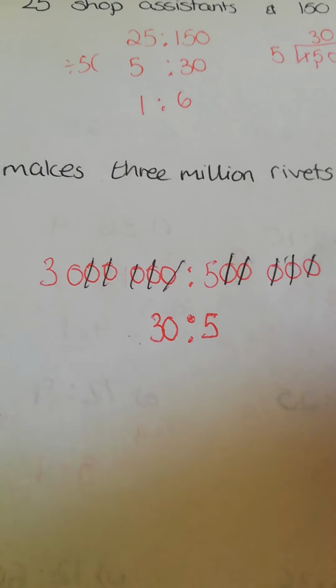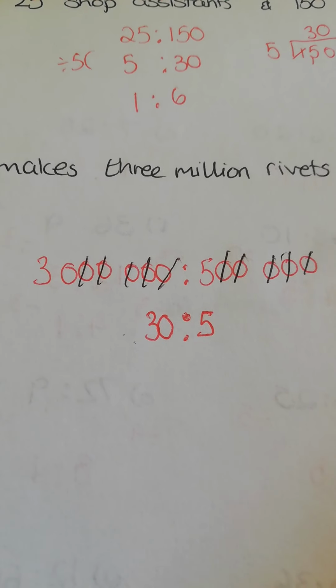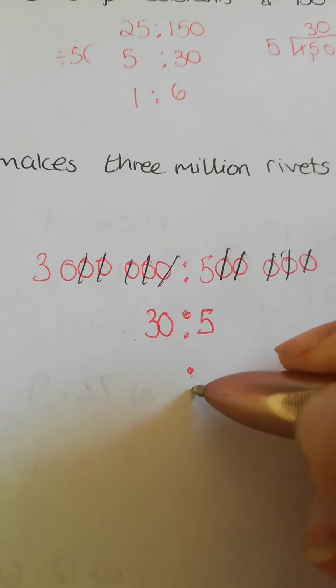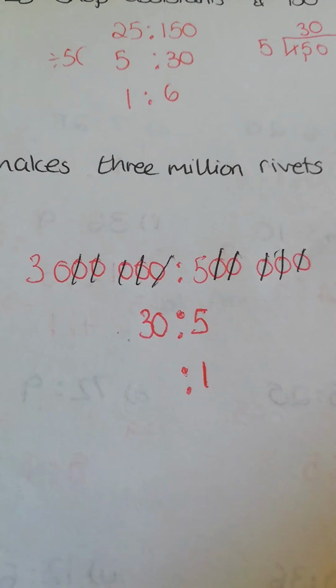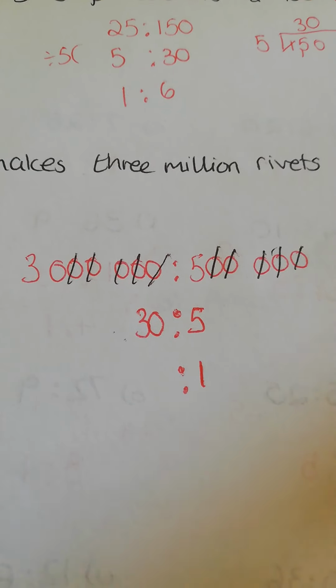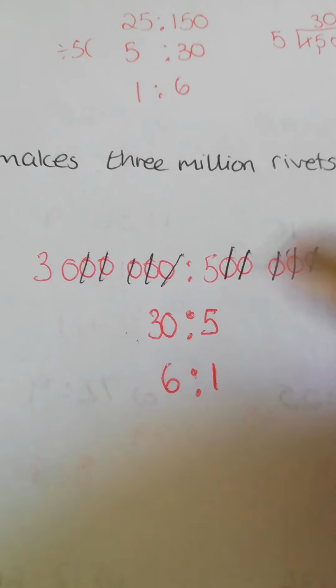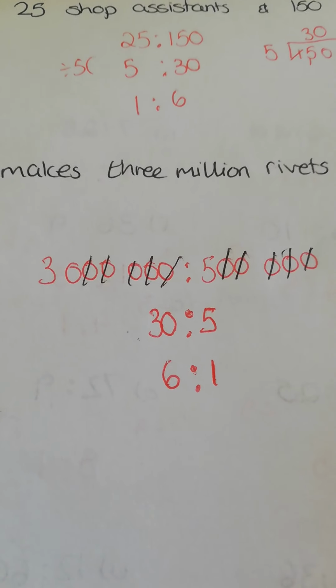Okay, now from there, much easier numbers to work with. What times table are 5 and 30 both in? They're both in the 5 times table. 5 ones are 5 and 5 sixes are 30.